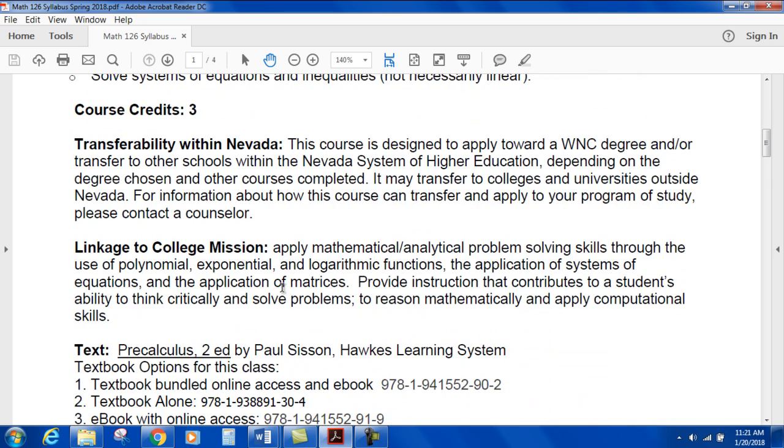Course credits: 3. Transferability within Nevada. This course is designed to apply toward a WNC degree and or transfer to other schools within the Nevada system of higher education, depending on the degree chosen and other courses completed. They may transfer to colleges and universities outside Nevada. For information about how this course can transfer and apply to your program of study, please contact a counselor.